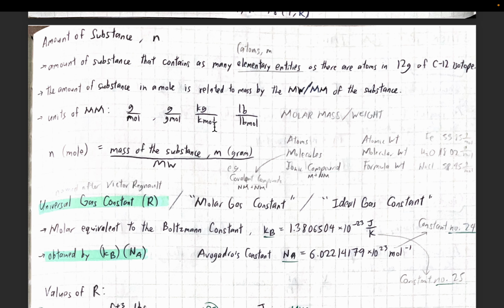So the amount of substance in moles is related to the mass by the molecular weight, or molar mass rather, of the substance. So the mole is equal to the mass of the substance, expressed in grams typically, divided by the molar weight or molar mass. It's essentially the same idea.